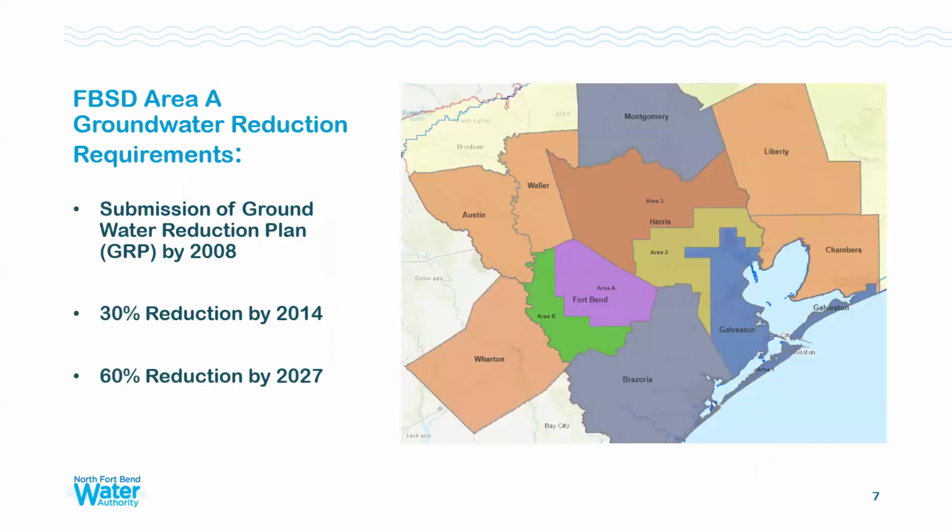This illustrates Area A. This is the area we're in at the Fort Bend Subsidence District. Our groundwater reduction requirements were to submit our reduction plan by 2008, which we did. We were to have a 30% reduction in groundwater usage by 2014. That was met. And we are still on track for the 60% reduction by 2027.